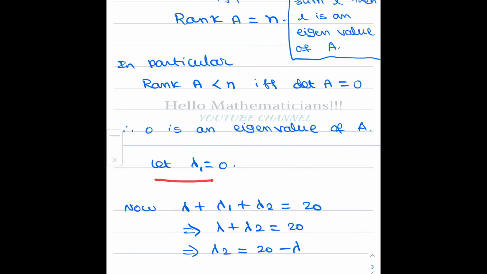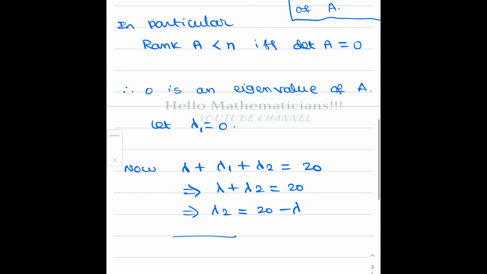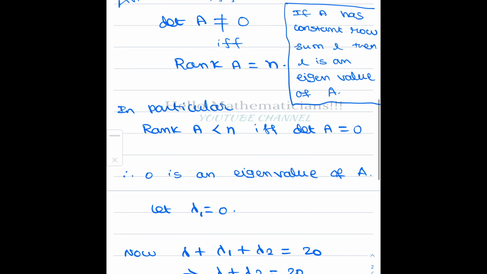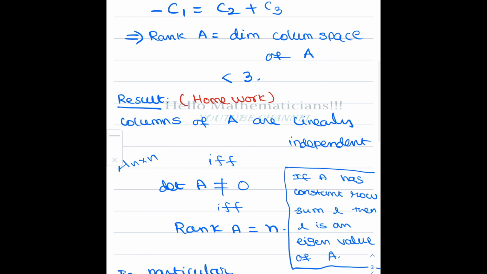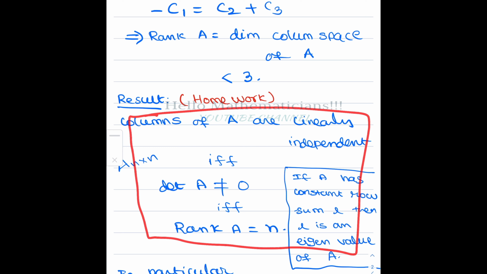Therefore, we take lambda 1 equal to 0. Now, already it is given in the problem that trace is 20. Therefore, we get lambda plus lambda 1 plus lambda 2 equal to 20. Now lambda 1 is 0, so we get lambda plus lambda 2 equal to 20, so lambda 2 equals 20 minus lambda. Therefore, the correct option is 20 minus lambda. So once some column is a linear combination of other columns, you can always assume that the matrix has 0 as an eigenvalue in view of this result. This is a very simple but very powerful result.